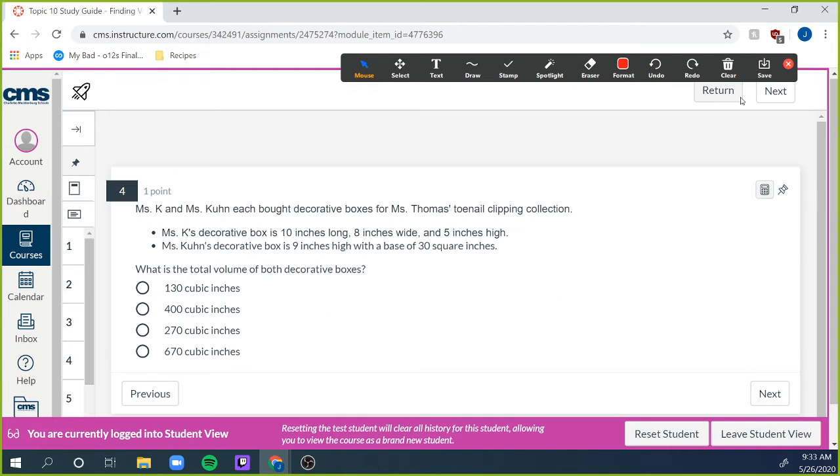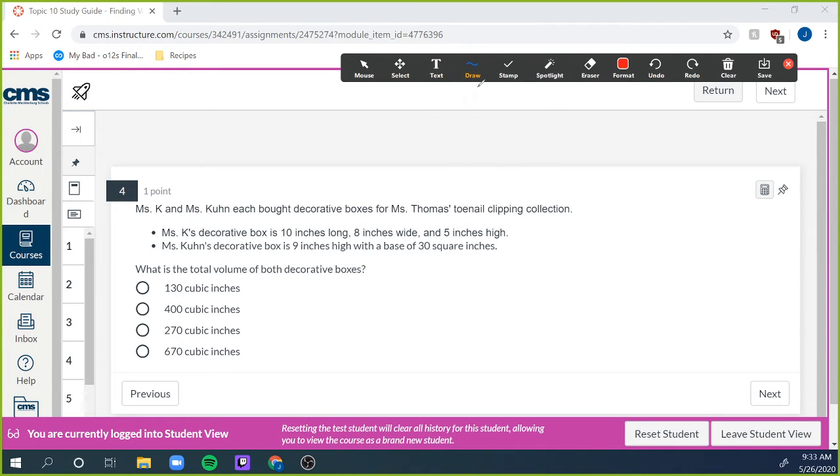Hit next. Miss K and Miss Kuhn each bought decorative boxes for Miss Thomas's toenail clipping collection. Miss K's decorative box is 10 inches long, 8 inches wide, and 5 inches high. Miss Kuhn's decorative box is 9 inches high with a base of 30 square inches. What is the total volume of both decorative boxes?